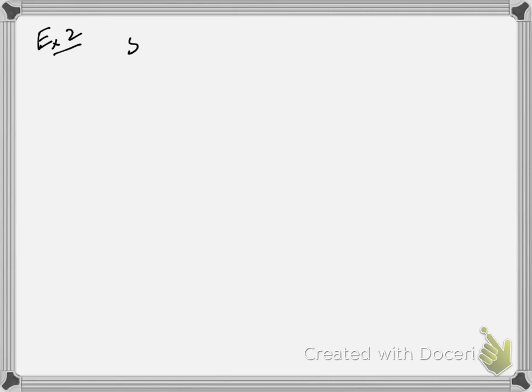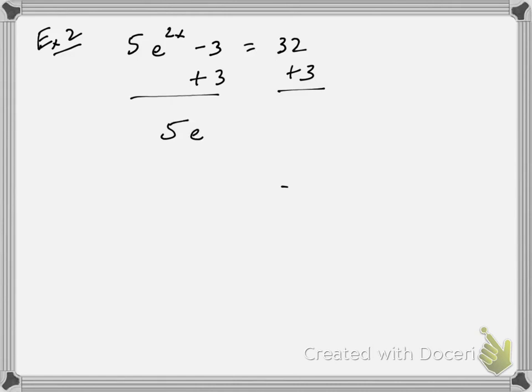This time it's 5 times e to the 2x minus 3 is equal to 32. And I'm trying to be nice to us here so we don't have to worry about fractions, but at some point I'm going to have to stop being nice. But here's what we need to do. We need to solve for x, so I have to isolate the e to the 2x first. So I need to add 3 first. And I have 5e to the 2x is equal to 35.